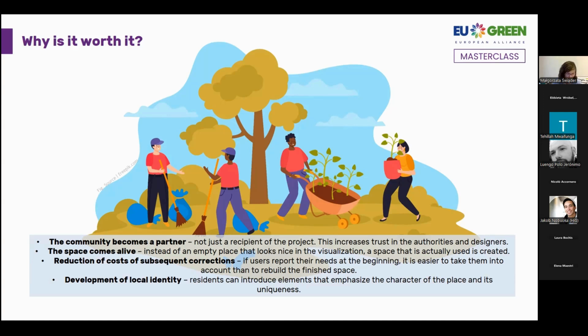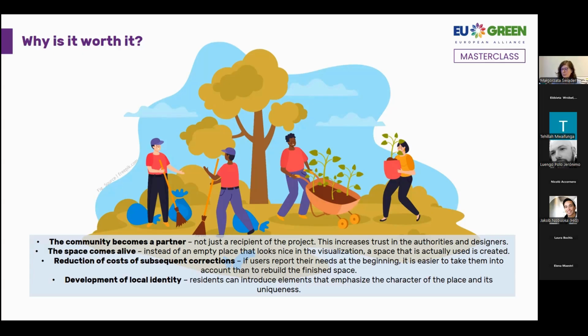The other issue is, of course, the financial one. If we engage the community, especially at the stage of preparing a project, at the stage of prototyping, we are able to update the prototype, the project, the solution according to the needs of this group, even the smallest elements. So we are also reducing the cost of potential corrections. There is no need for more upgrades if the community is included in this process.